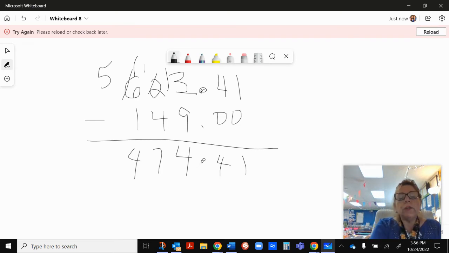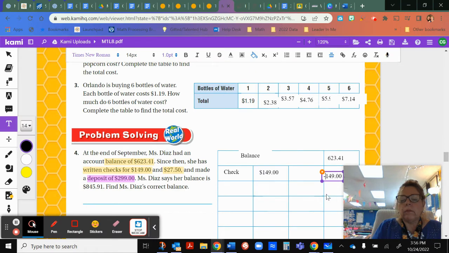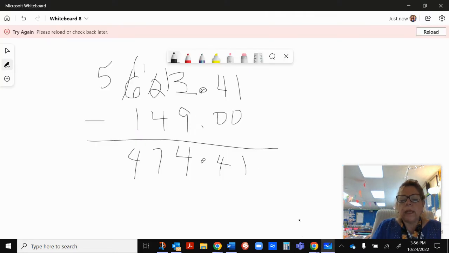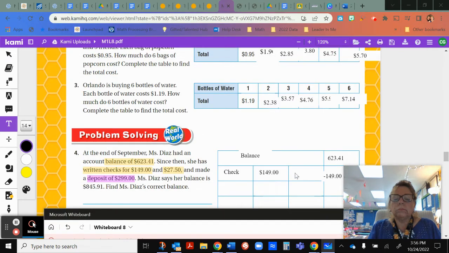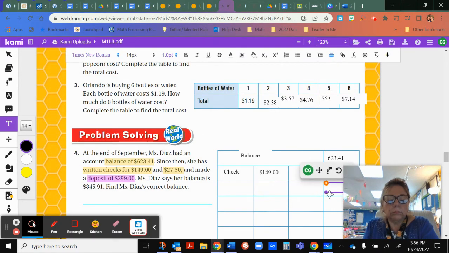I'm going to do a quick check. If I added these, that is 41. 1 plus 0 is 1. 4 plus 0 is 4. 9, 10, that's 13. Regroup. And 7, 8, 9, 10, 11 plus the 1 is 12. 4, 5, 6. So that is correct. So I'm going to move this. And my total again is $474.41.